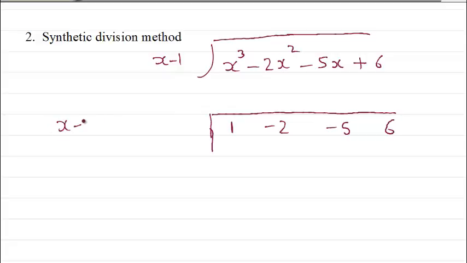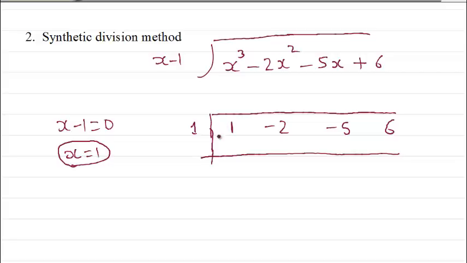Now when you solve x minus 1 equal to 0, you get x equal to 1. So this is the number you're going to put here. Now first thing, because we're dividing x cubed, or a cubic equation, by linear, the answer is going to be quadratic. There's going to be no x cubed, so there's nothing here. So you just write 1, then add nothing to it, just write 1. And the next step, 1 times 1 is 1, we write it here. Then we add these two numbers, we get minus 1.